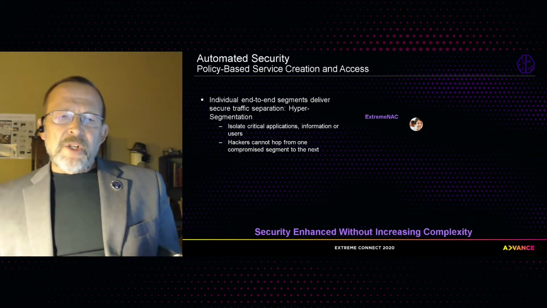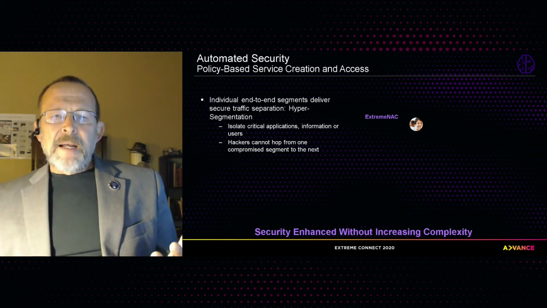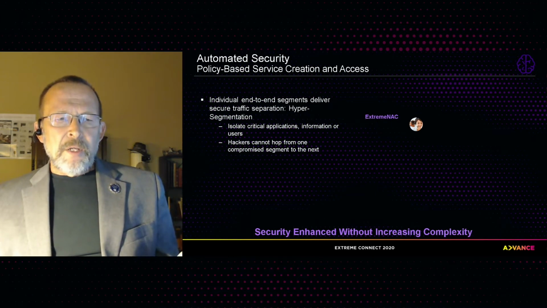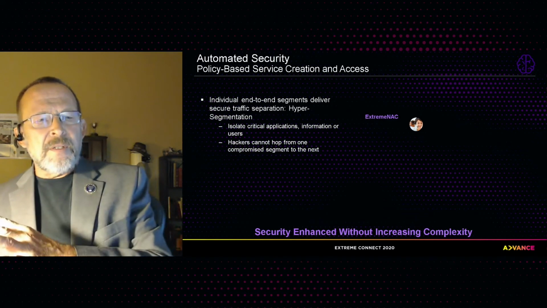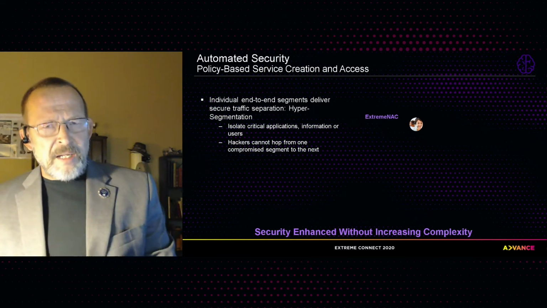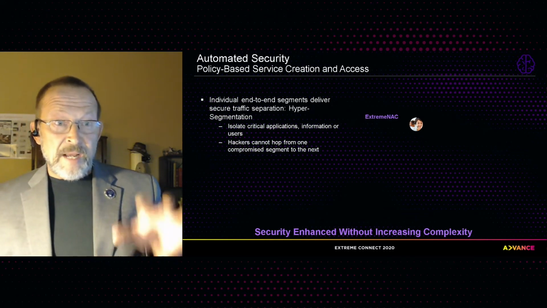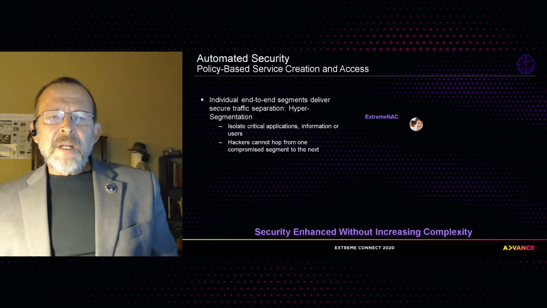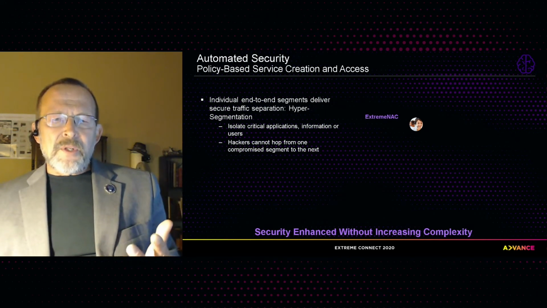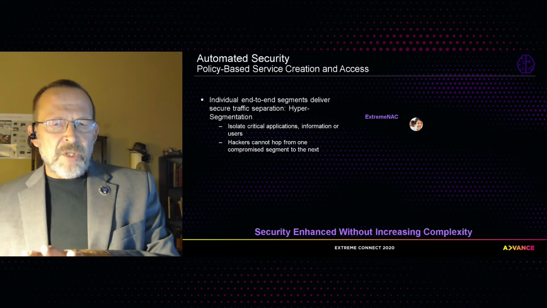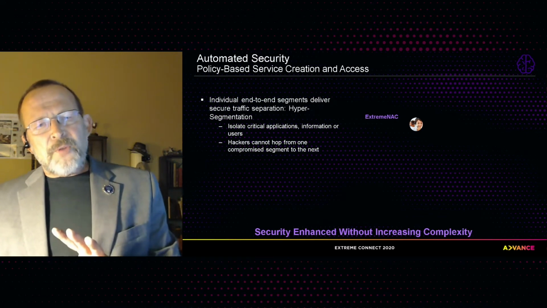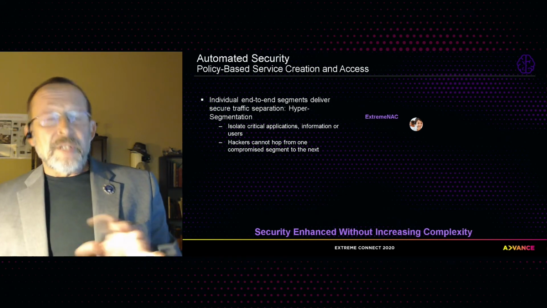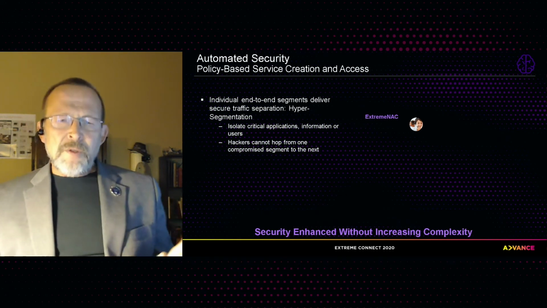So if we're going to do this, we want to automate, because we have such a range that we're dealing with. We could be dealing with end users with PCs. We could be dealing with IoT devices that are fairly constrained. We could be dealing with servers that have some degree of constrainment. And we have to realize that individual segments will deliver this traffic segmentation. We refer to this as HyperSegmentation. And it allows for the isolation of critical applications.